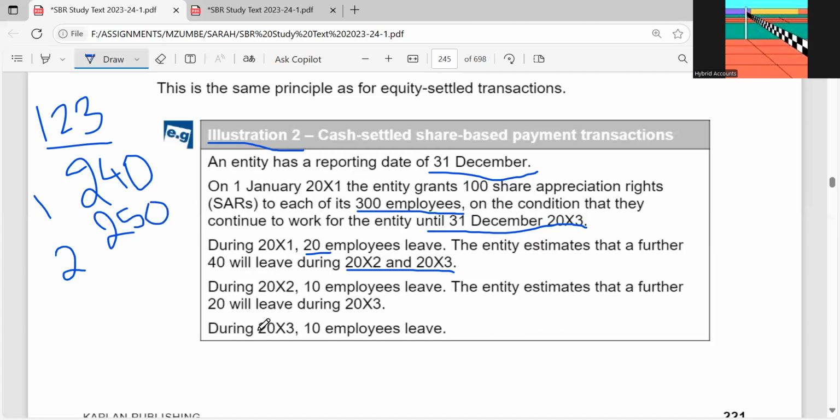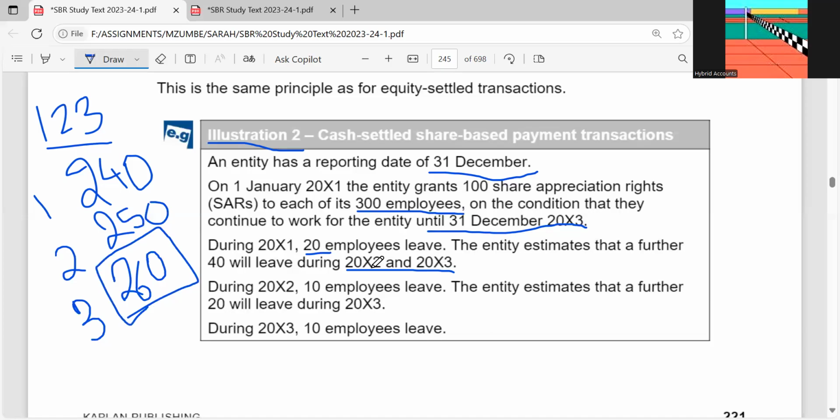Okay, during 20x3, 10 employees leave. So you know that in year 1, 20 have left, year 2, 10 have left, and in year 3, 10 have left. That gives you a total of 40. 20 plus 10 plus 10 gives you 40. So you are totally sure that only 40 have left, but I initially started with 300, so I only have 260 employees with me, and these ones will be right to exercise their rights.